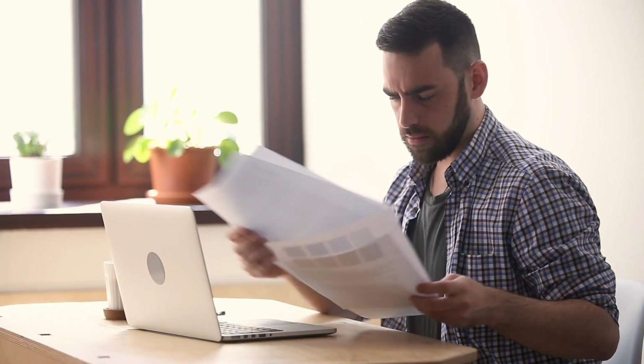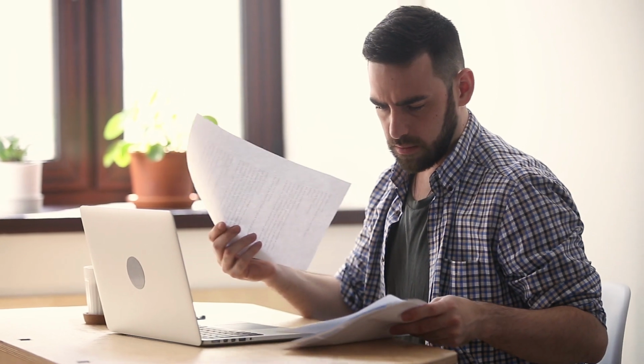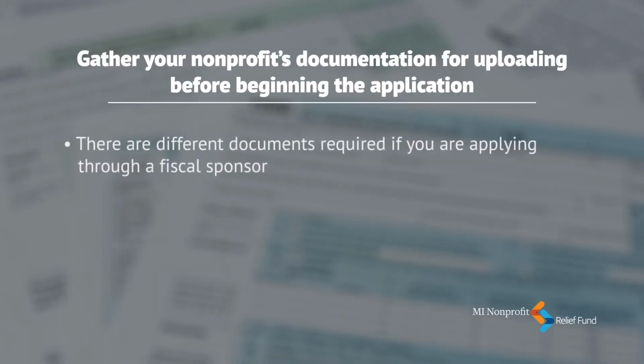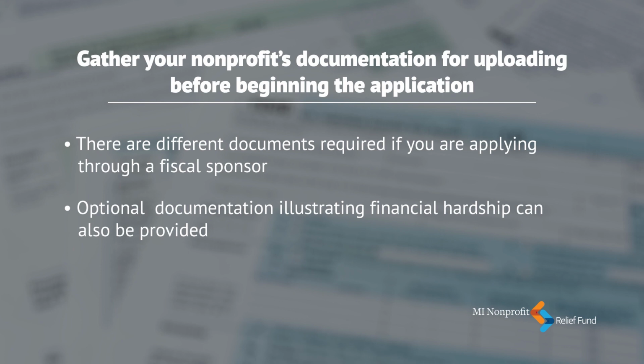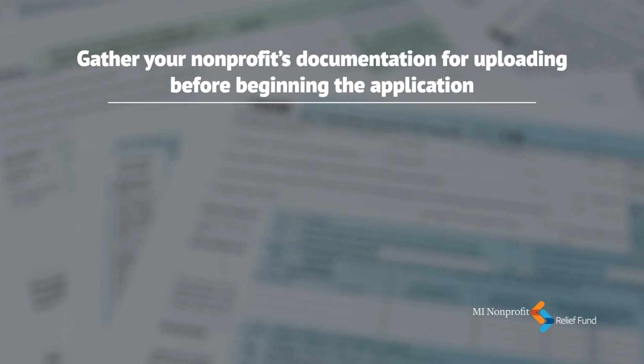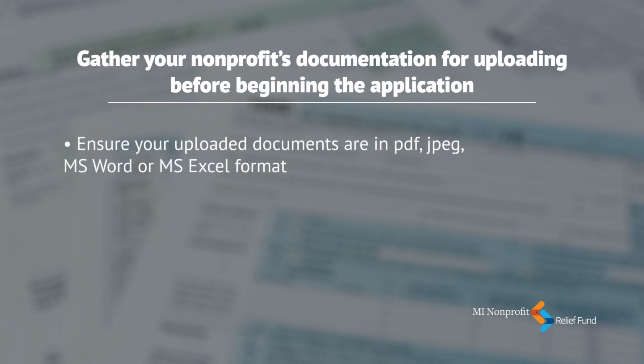Gather your nonprofit's documentation for uploading before beginning the application. Note, there are different documents required if you are the organization applying for the grant or applying through a fiscal sponsor. Optional additional documentation illustrating financial hardship can also be provided. Ensure your uploaded documents are in PDF, JPEG, MS Word, or MS Excel format.